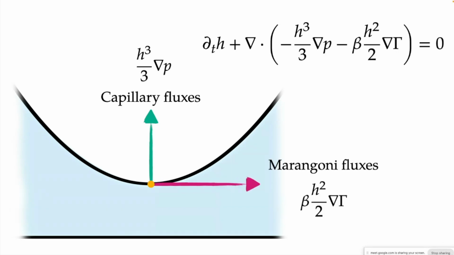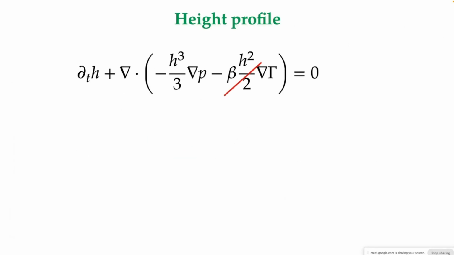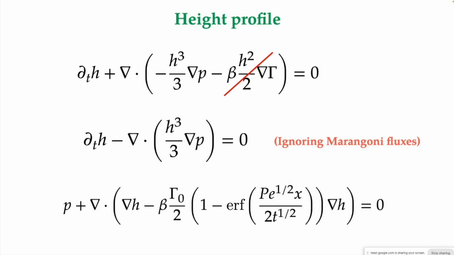And your Marangoni fluxes will be dominant along your substrate. Based on this, it means that at early times, your capillary fluxes will be dominant and it will move it upwards. So what we see, and it also comes from our perturbation analysis, is that we can ignore this Marangoni term, and this is our set of equations that we have to solve now.